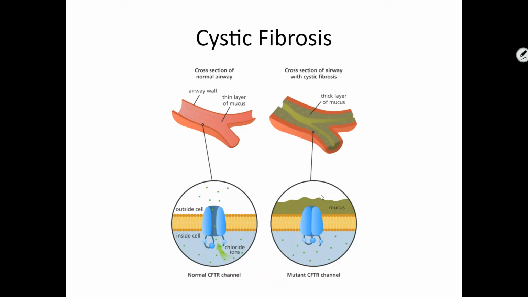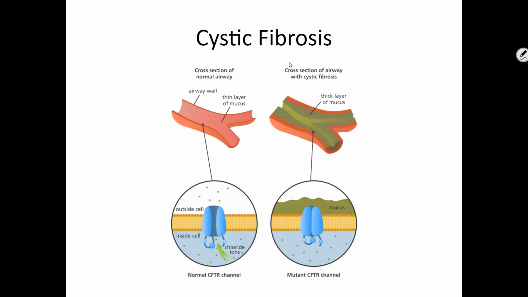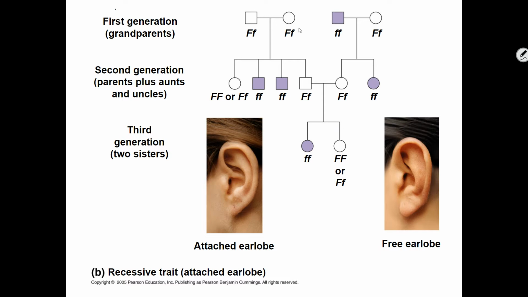Now we're going to look at some recessive disorders. Before we do, this is just looking at attached earlobes, but a recessive disorder is expressed, like any other recessive trait, only when there are two recessives. If this were a cystic fibrosis pedigree, both of these parents would be considered carriers of cystic fibrosis.